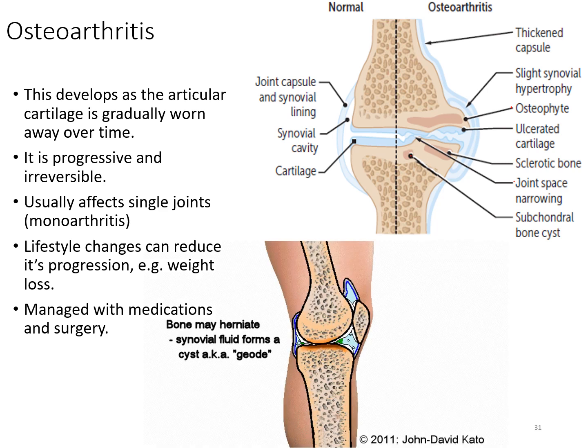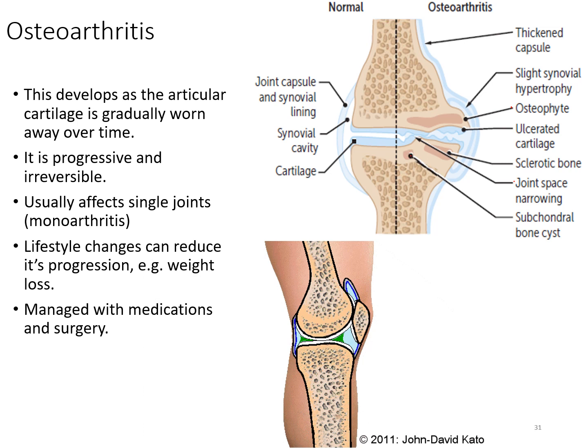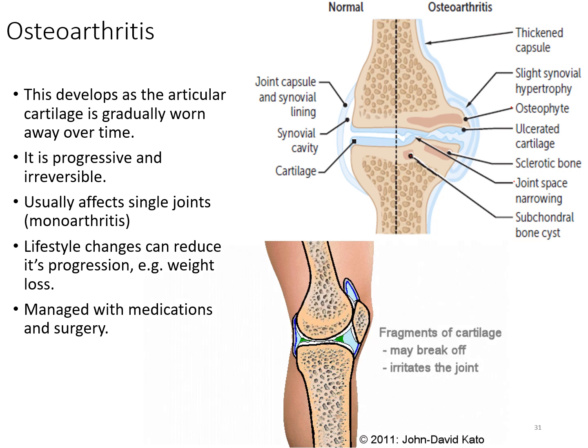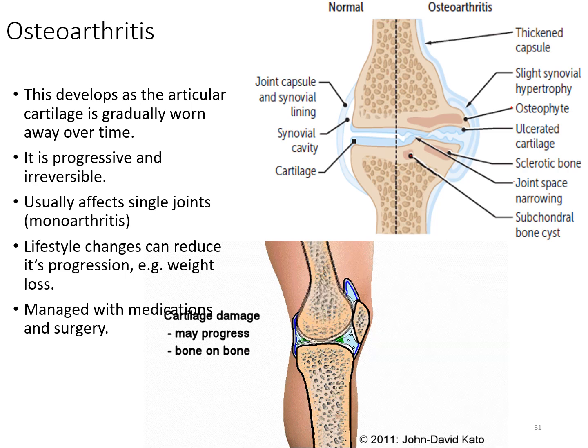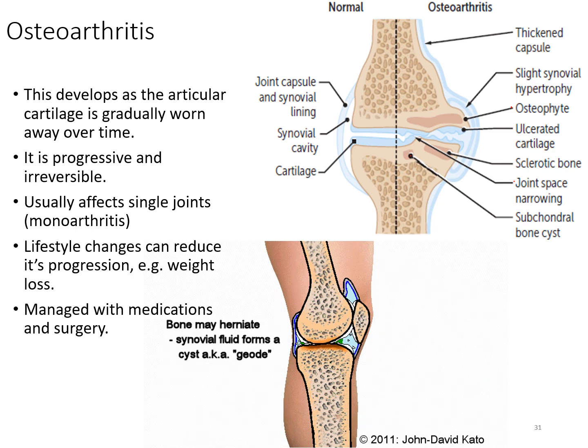So this is just a little run through of the pathophysiology that I've just described to you about the onset of osteoarthritis. So there's joint space narrowing. Fragments of cartilage can sometimes break off and be loose bodies within the joint. And you end up with bone rubbing on bone, and then you've got your osteoarthritis. Subchondral sclerosis, the hardening of the bone, increased bone density.